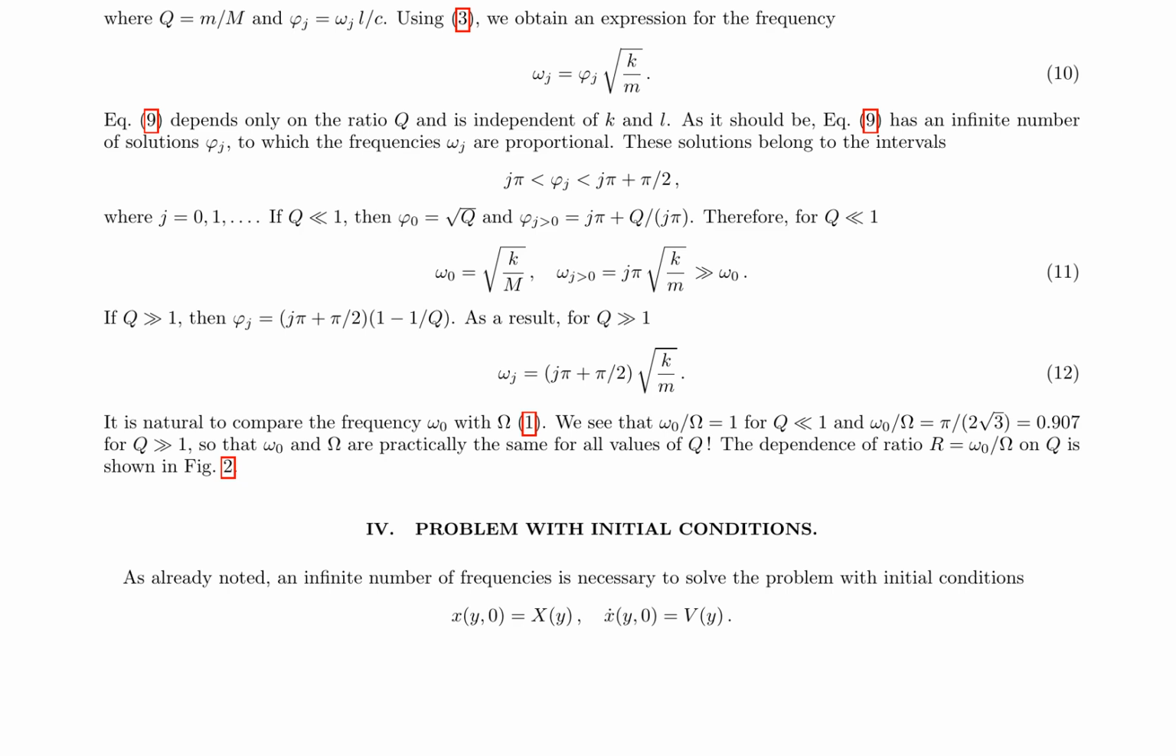The requirement of an infinite number of frequencies to solve the problem with initial conditions x(y,0) = X(y) and ẋ(y,0) = V(y) is also discussed. This analysis provides a detailed understanding of the frequencies involved in the system, highlighting their relationship with the mass ratio Q and its implications for the system's behavior.